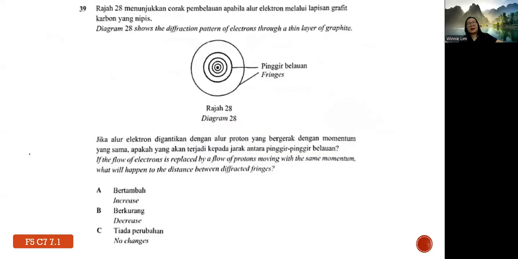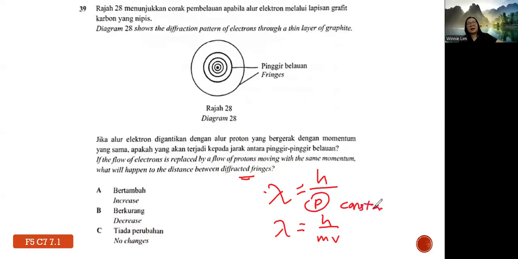39. Diagram 28 shows the diffraction patterns of electrons through a thin layer of graphite. If the flow of electrons is replaced by a flow of protons but moving with the same momentum, what happens to the distance? Okay, so for information, the diffraction pattern, the fringes idea, is affected by the wavelength. So this idea is on the diffracted fringes due to the electrons. So they actually involve the de Broglie wavelength. The de Broglie wavelength formula is lambda equals Planck constant divided by momentum, or sometimes we change this momentum into mv.